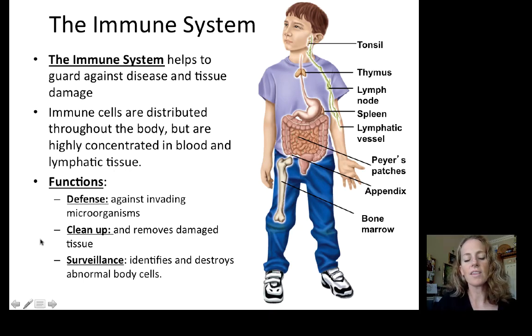The function of the immune system is defense. It is to help the body against invading microorganisms. It is also cleanup. The immune system can remove damaged tissue and clean up debris. The last function of the immune system is surveillance. It can identify and destroy abnormal body cells.